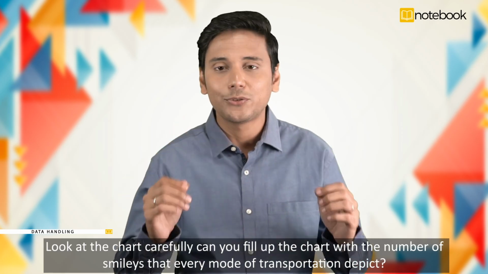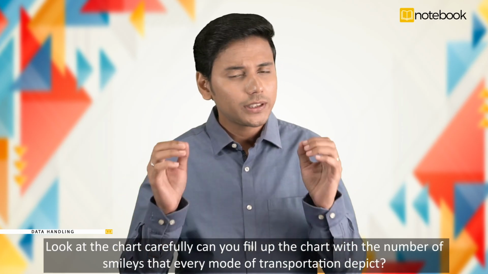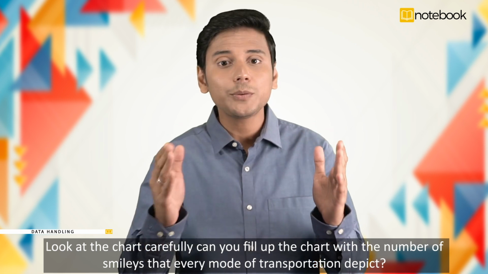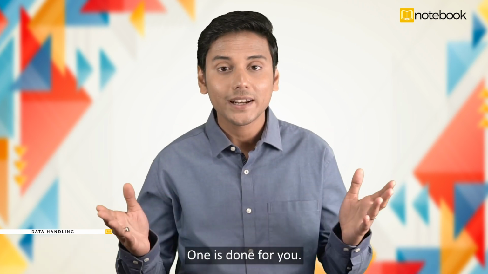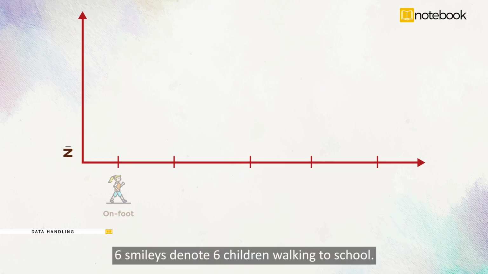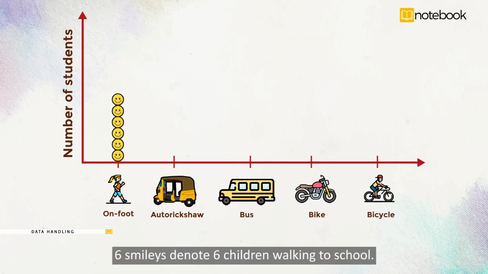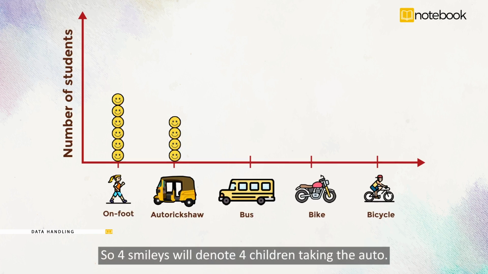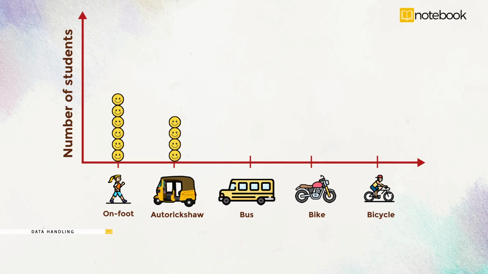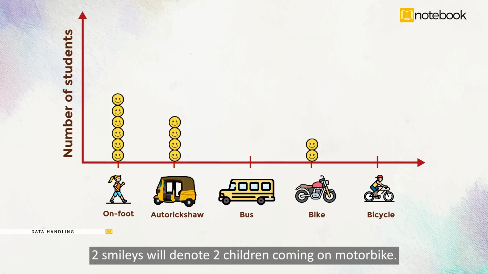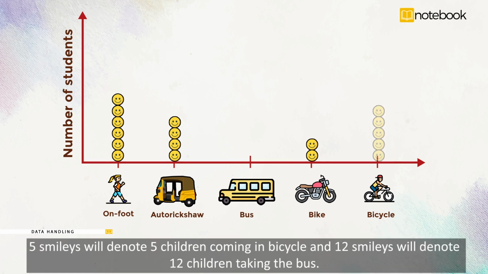Look at the chart carefully. Can you fill up the chart with the number of smileys that every mode of transportation depicts? 1 is done for you. 6 smileys denote 6 children walking to school. So 4 smileys will denote 4 children taking the auto. 2 smileys will denote 2 children coming on motorbike. 5 smileys will denote 5 children coming in bicycle, and 12 smileys will denote 12 children taking the bus.